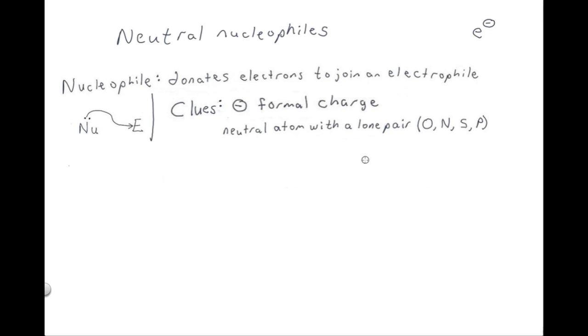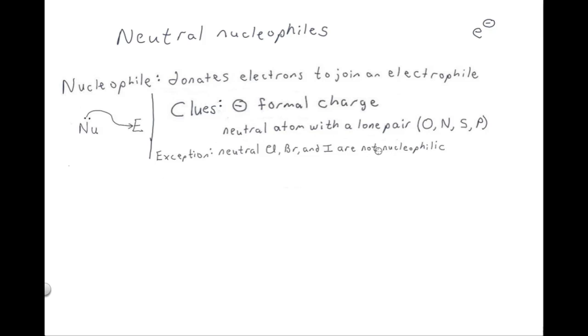Unfortunately, almost every rule in organic chemistry has an exception. There is an exception to this rule. There are some neutral atoms with lone pairs that are not usually used as nucleophiles. Neutral chlorine, neutral bromine, and neutral iodine all have lone pairs, but nevertheless, they're usually not used as nucleophiles.